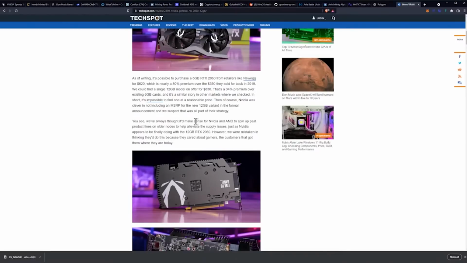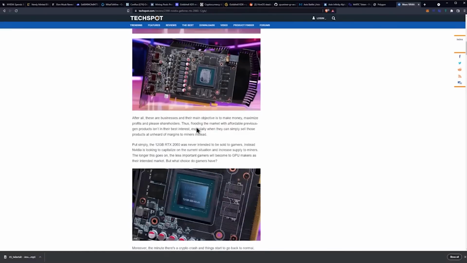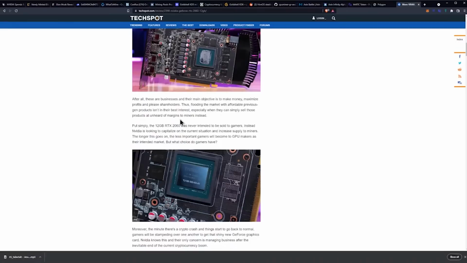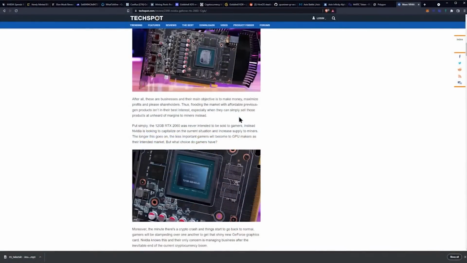The customers that got them where they are today. Okay, we get it. You're attacking miners, TechSpot. After all, these are businesses, and their main objective is making money, maximizing profits, and pleasing shareholders. Look, guys, NVIDIA released LHR cards to reduce mining performance, so they clearly do care. Is it worth doing LHR BIOS locks on old hardware? Probably not. That's the only reason I think that they don't have them, right?